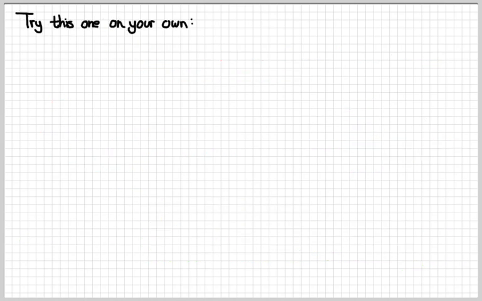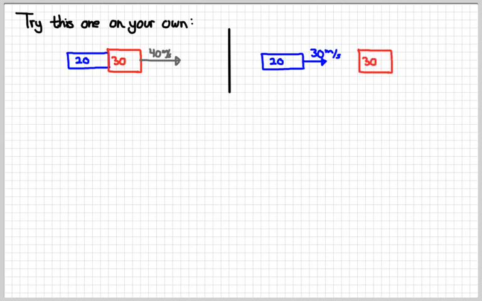So see if you can do this problem on your own. You've got two objects, one of mass 20 kilograms, the other mass 30 kilograms, moving to the right at 40 meters per second. After an explosion between the two, the blue object slows down to 30 meters per second. The question is, what's the velocity of the red part? So press the pause button, see if you can solve this problem real quick.